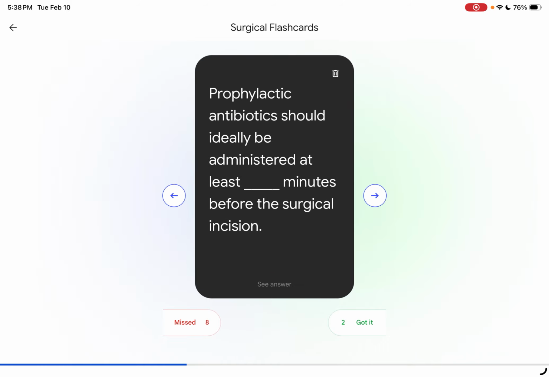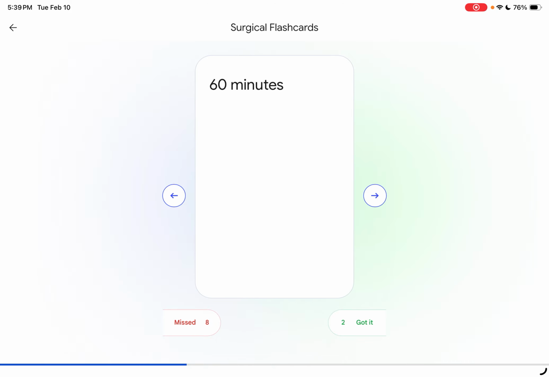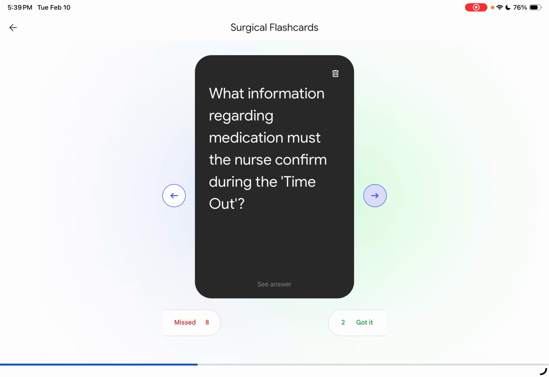Dili raman, di ba? Prophylactic antibiotics should ideally be administered at least blank minutes before the surgical incision. 30 minutes? 60 minutes. Gamay ra kayong 30 minutes. Antibiotic, 60 minutes before mahatag na siya. So, why is the reason for that? Prophylactic is prevention. So, that's what antibiotic is.